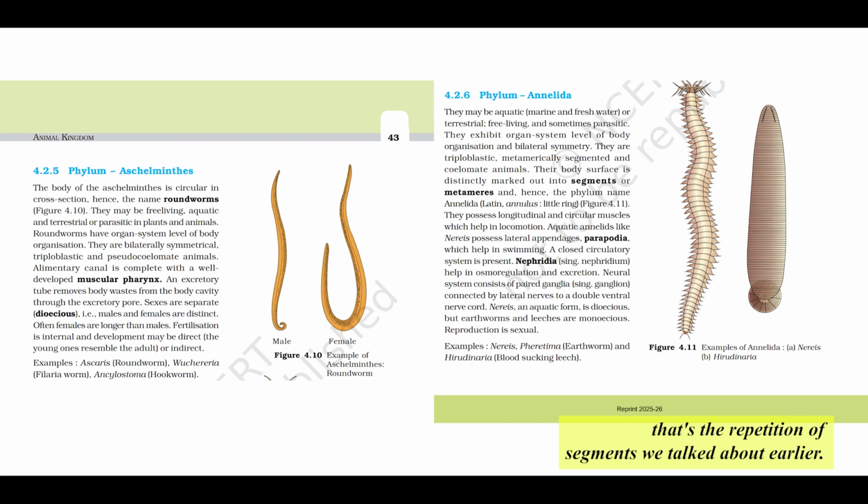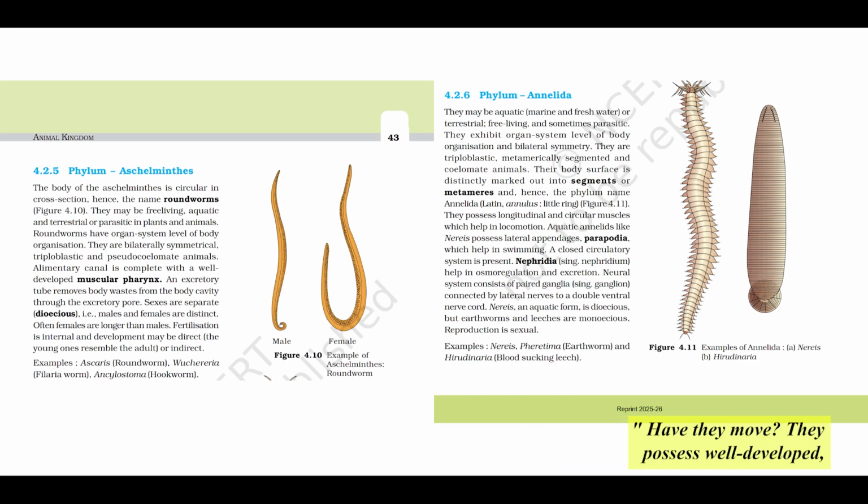Metameric segmentation, that's the repetition of segments we talked about earlier. Exactly. Their body surface is distinctly marked out externally into segments, or metameres, like the rings on an earthworm. And this segmentation is also reflected internally to some extent. This gives the phylum its name, from the Latin annulus, meaning little ring. How do they move?